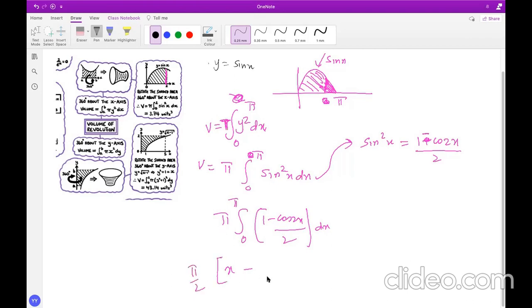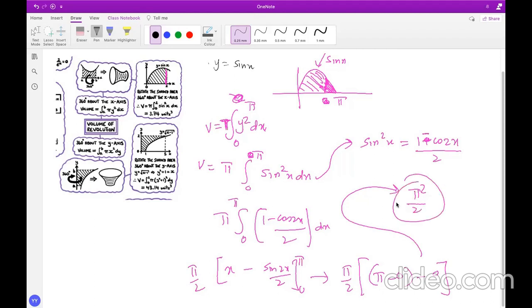The integral of cos 2x is sin 2x over 2, and then integrate from 0 to pi. If I plug in the values, the first one gives pi over 2, so pi minus sin 2 pi, which will be 0 anyway, so that is pi minus 0, minus the value at 0, which is 0. So the answer for this part is pi squared over 2. That's the volume of rotation that is getting formed here.